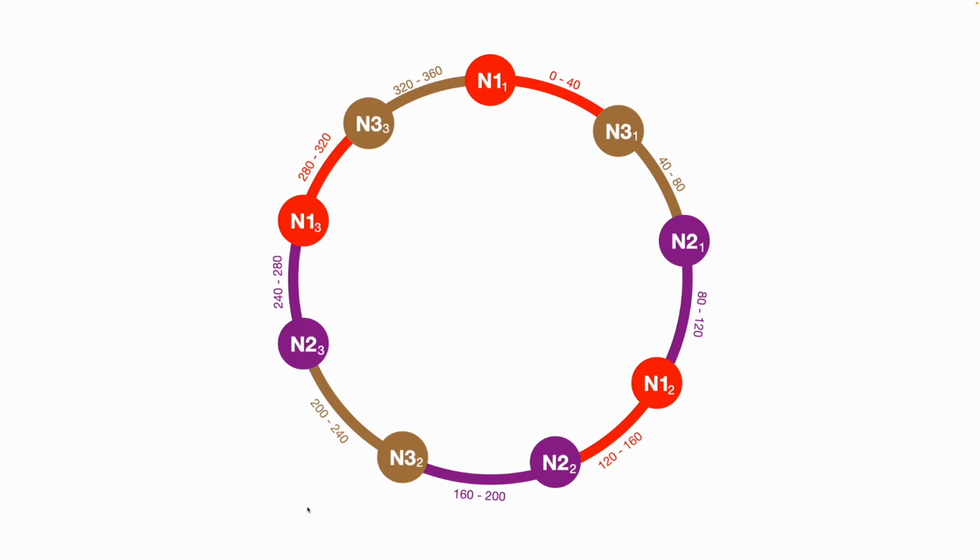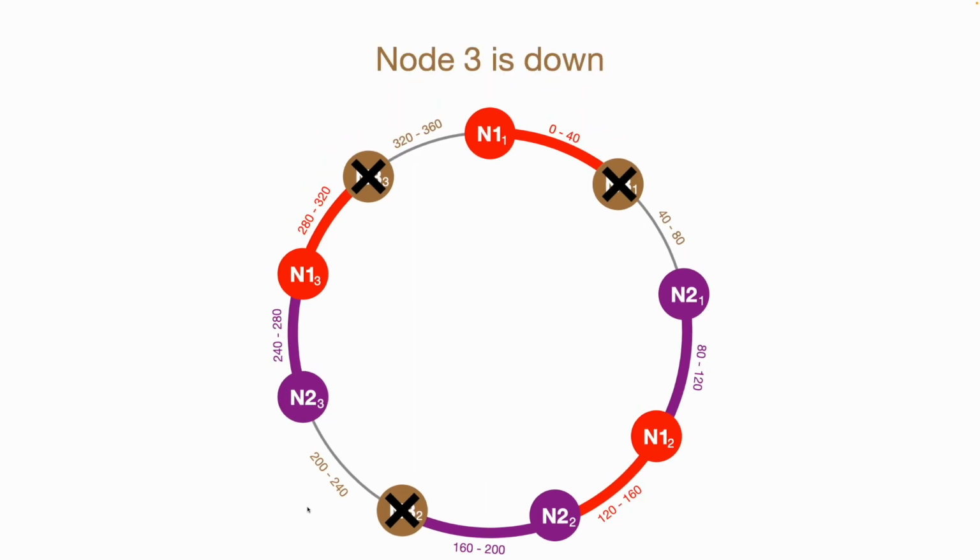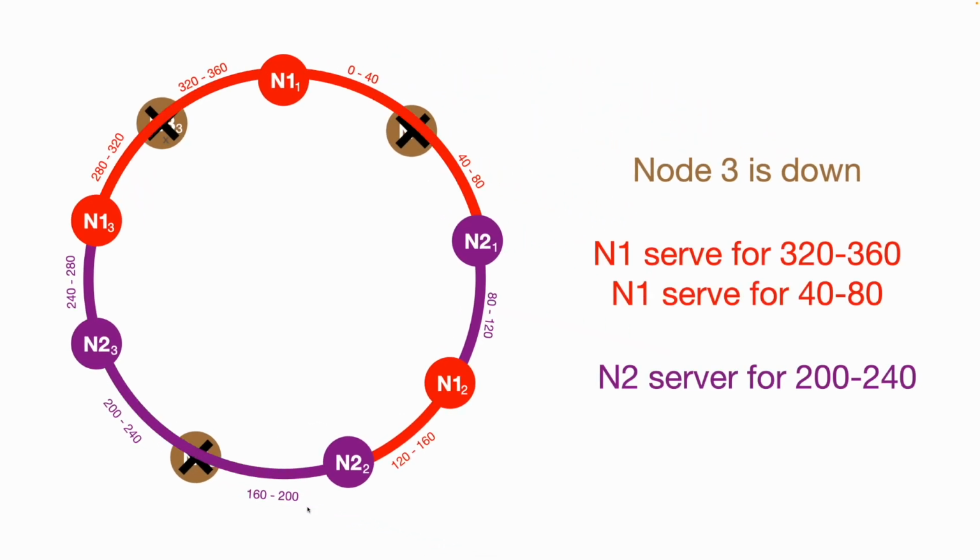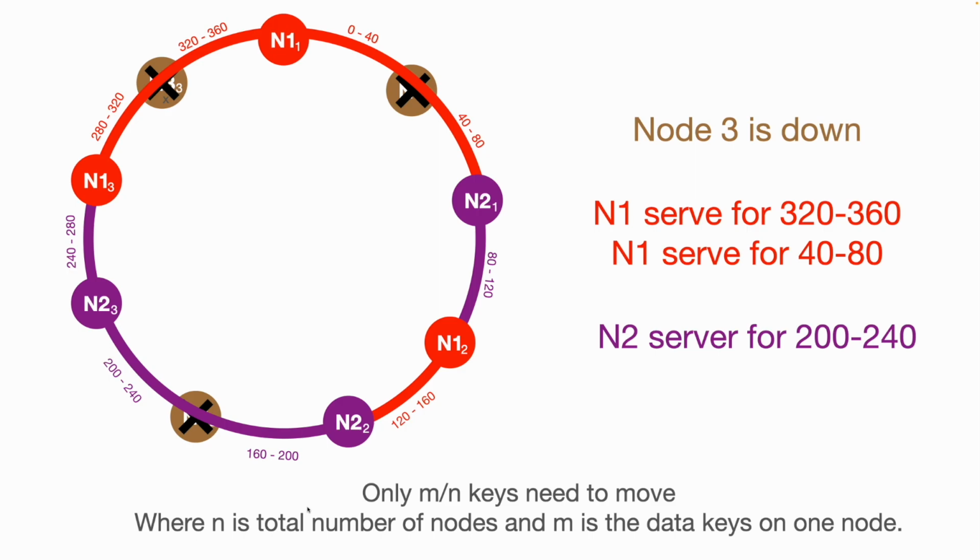Previously n1 was serving 0 to 120. Here n1 is serving subparts like 0 to 40, 120 to 160 and 280 to 320. Now what happens if n3 is down? We are using the same situation to analyze the impact. If n3 is down, someone needs to serve the load, so we will apply the same logic and move in the clockwise direction. n1 will serve 320 to 360 and 40 to 80, and n2 will serve 200 to 240. So we can see that on failure of n3, the n3 load is divided between n1 and n2.